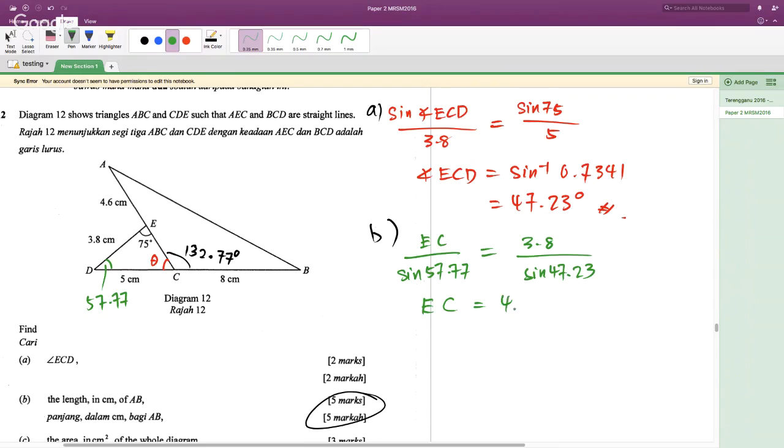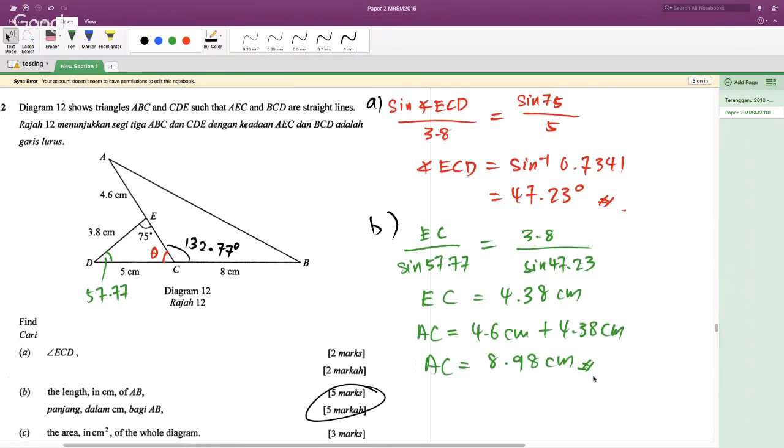Okay, this is 4.38 cm. So I know my AC equals 4.6 centimeter plus 4.38 centimeter plus 4.6. So my AC equals 8.98 centimeter. Then now I use the cos rule to find AB.